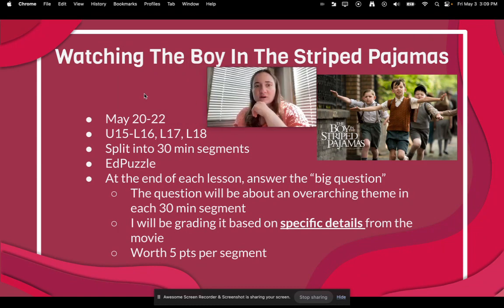So we're going to watch The Boy in the Striped Pajamas. I have that scheduled for May 20th through the 22nd. It's split into 3 lessons, U15, L16, L17, and L18. This movie is exactly 90 minutes, so it fits perfectly to be split up into 3 lessons of 30-minute segments. This will be entirely on Edpuzzle.